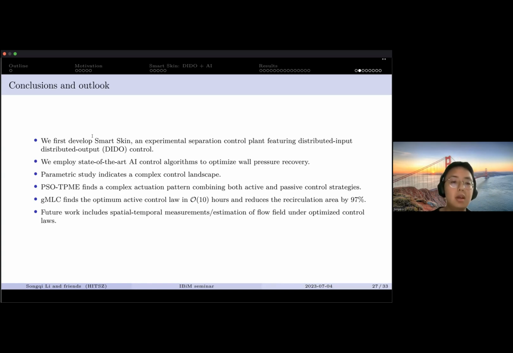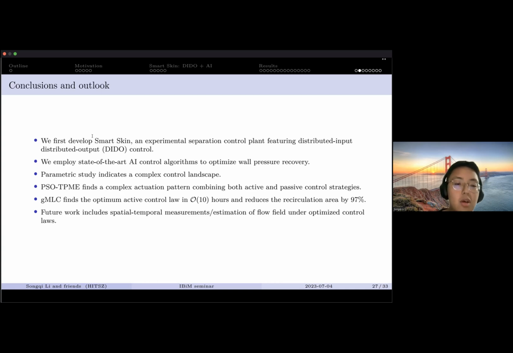In this experiment, we employ state-of-the-art AI control algorithms to optimize the wall pressure recovery on the ramp. We performed a series of parametric studies to not only demonstrate the effectiveness of the smart skin, but also indicate a very complex control landscape. When we use PSO TPME to optimize the control parameters, it finds a very complex actuation pattern inside the 60-dimensional control space, which combines both active and passive control strategies.